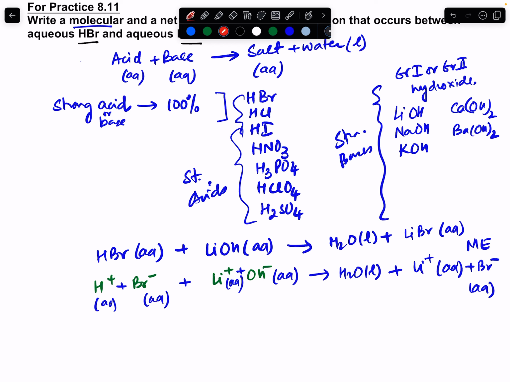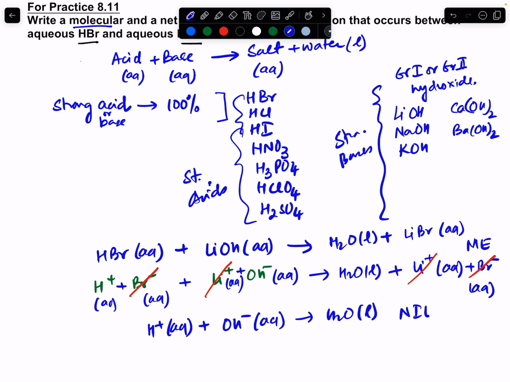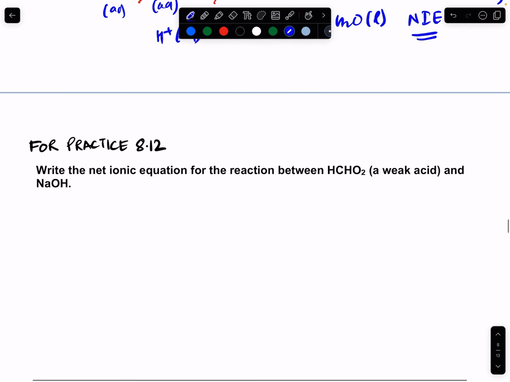Now let's cancel out the spectator ions. Li plus goes away, Br minus goes away. That leaves us with H plus AQ plus OH minus AQ gives us H2O, liquid. And there you have it. That is my net ionic equation. Hopefully that made sense. Okay, we'll look at one more problem before we wrap up this video.